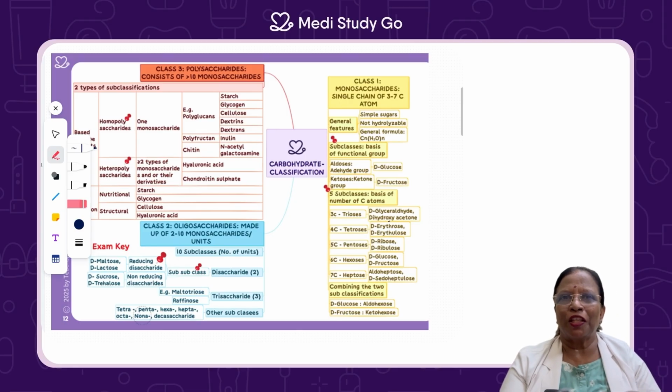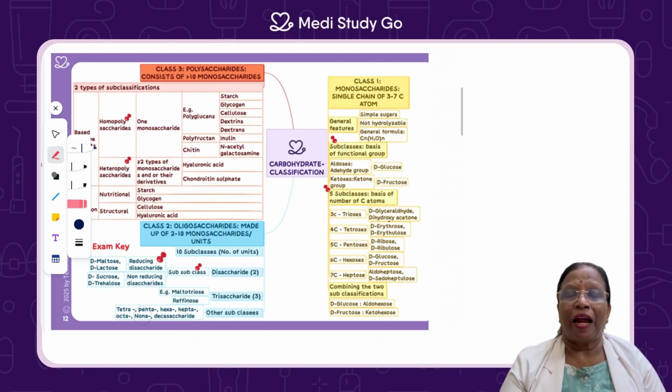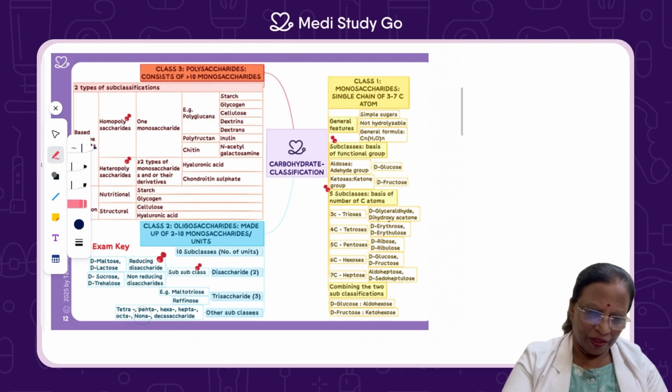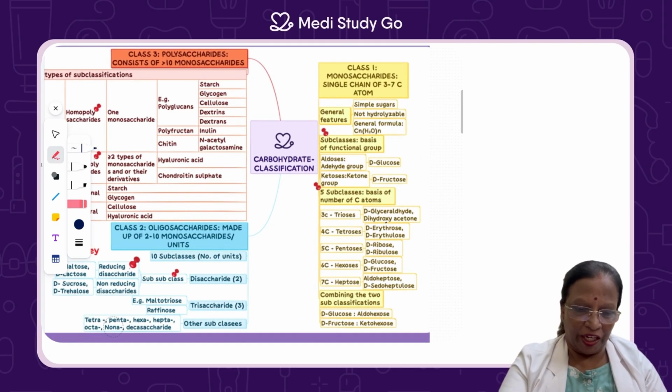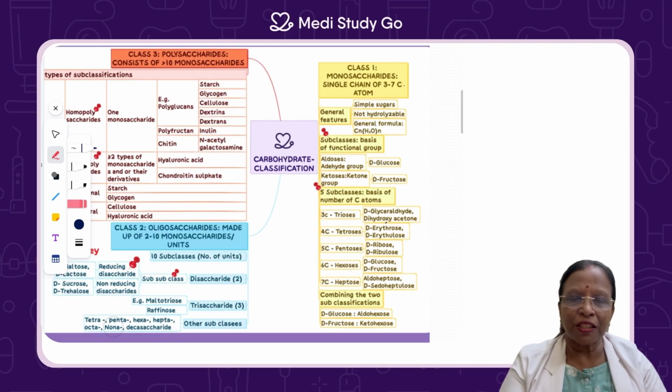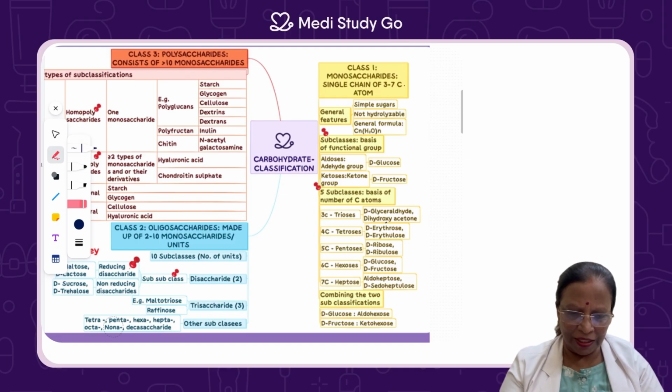Before we go to the oligosaccharides, let us just see the mind map where and how the monosaccharides is represented in the mind map. So here it is, carbohydrate classification, monosaccharide class definition, general features, subclasses based on the functional group, aldoses, ketoses with an example, subclasses based on number of carbon atoms with the aldose, ketose, isomers as the example for each subclass. Combining the two classifications, you have aldohexose and ketohexose.